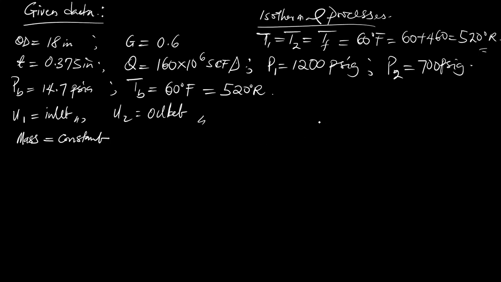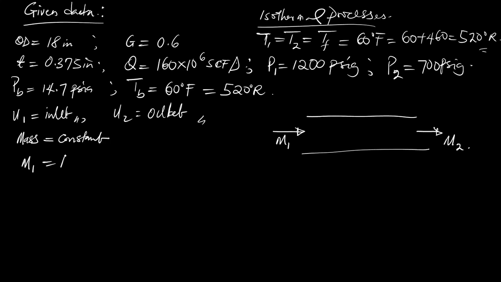Now, if you have a system, let's say the gas that comes in here, there is no other inlet or outlet, and the mass of gas that goes out here is the same. So the mass M1 is equal to mass M2. The mass of gas that comes in here is the same gas that goes out here.